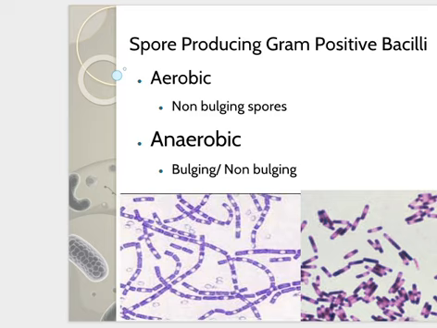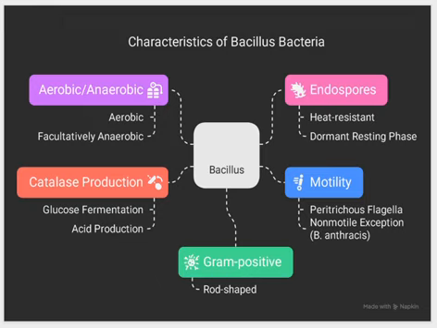Bacillus bacteria have several key traits. They're gram-positive rods, which means they stain purple and have a thick cell wall. They can be aerobic or facultatively anaerobic. They form heat-resistant endospores that help them survive harsh conditions. Most are motile with flagella, except Bacillus anthracis, which isn't. They also produce catalase and ferment glucose, creating acid. These features help us identify and understand their biology.